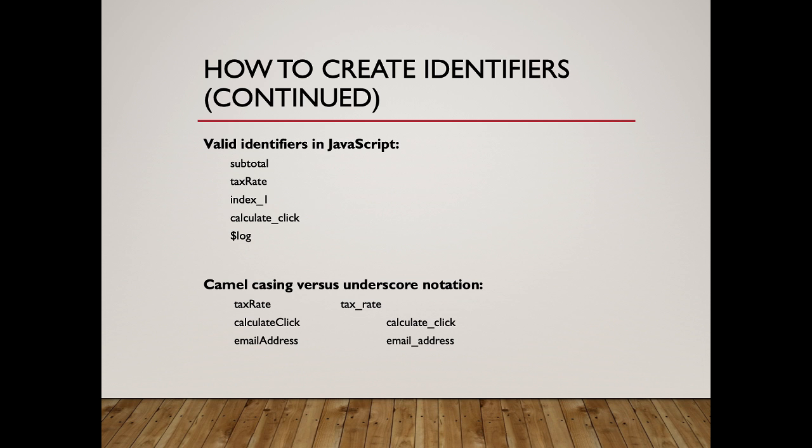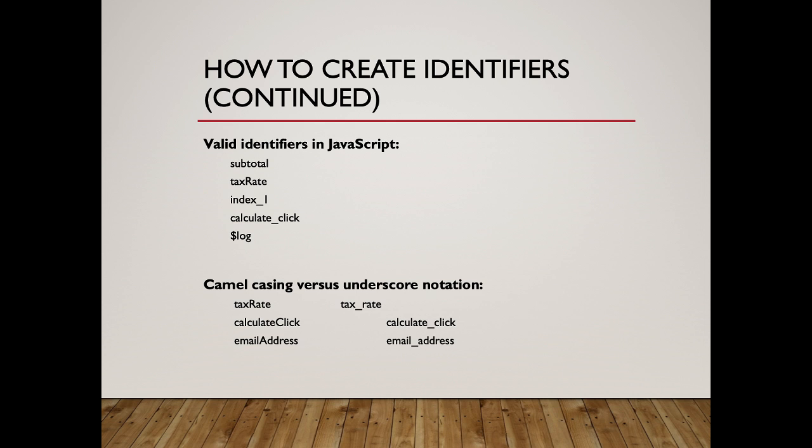So here's an example of some identifiers. These could all just be variable names: subtotal, taxRate, index, calculate, click, and log. All of those are valid. At the bottom is a difference between camel casing and underscore notation. So taxRate, where Rate is capitalized with an R, whereas tax_rate on the right is snake case or underscore case, however you want to refer to it, separated with an underscore.